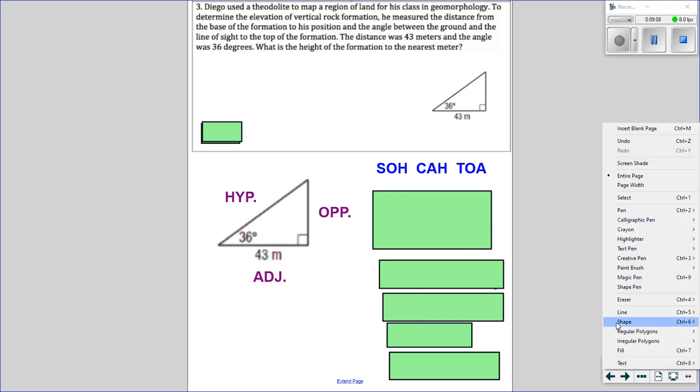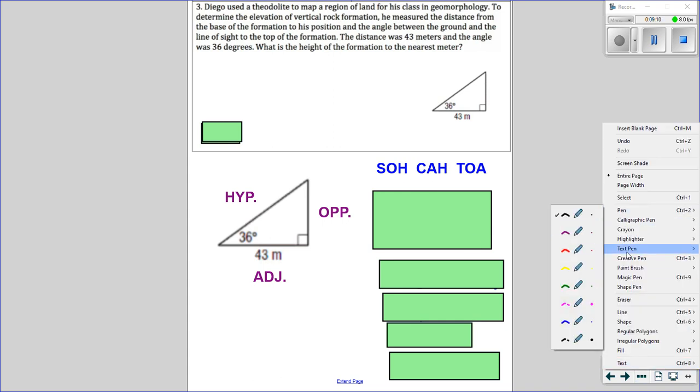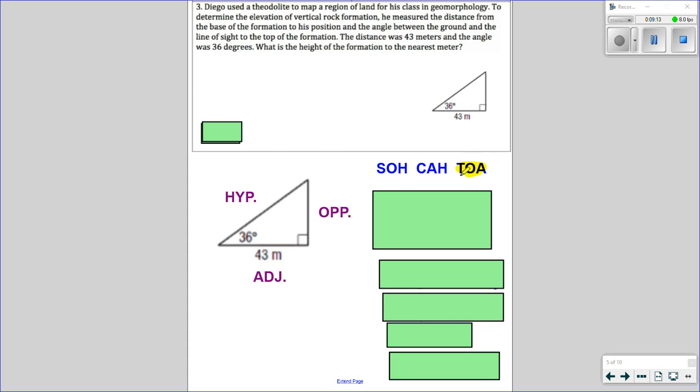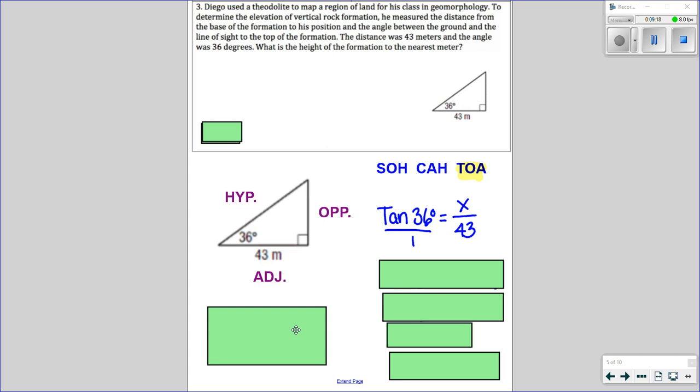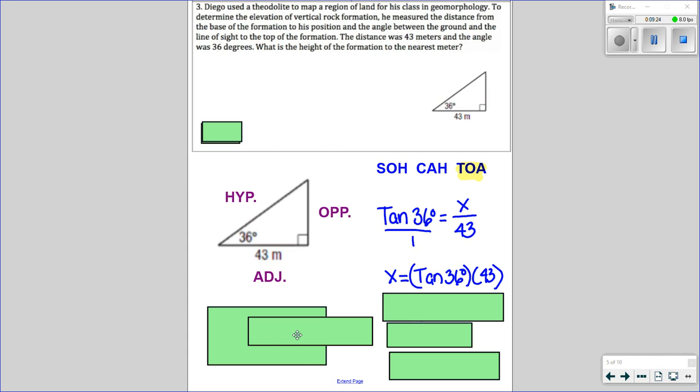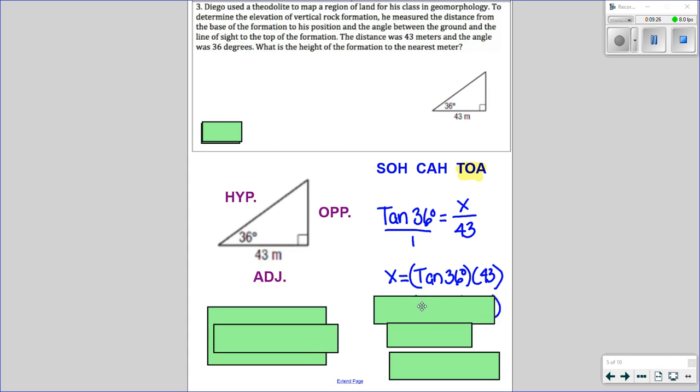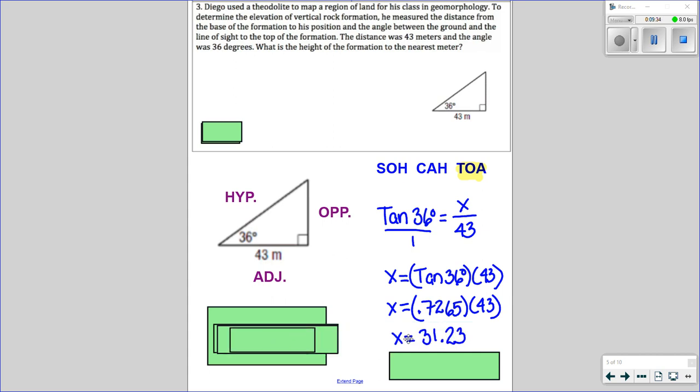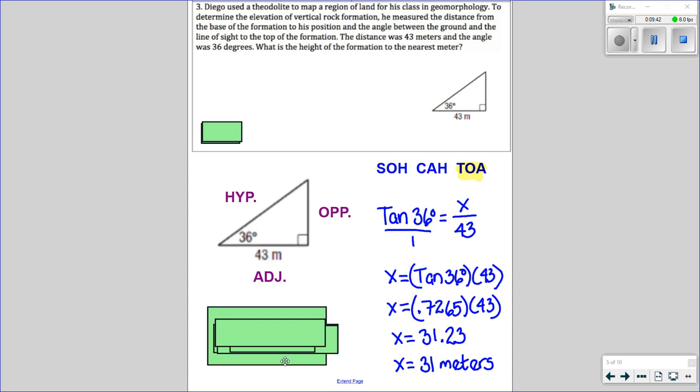Which one are we going to use? We're going to use the tangent ratio. So it's going to be TOA. So now we set up the ratio. We got tangent 36 degrees equals x, opposite, over 43. We cross multiply. We find the value for tangent 36 degrees, which is 0.7265, times 43. We get x equals 31.23. And since they want us to round it to the nearest meter, it's going to be 31 meters. And that is the height of the formation.